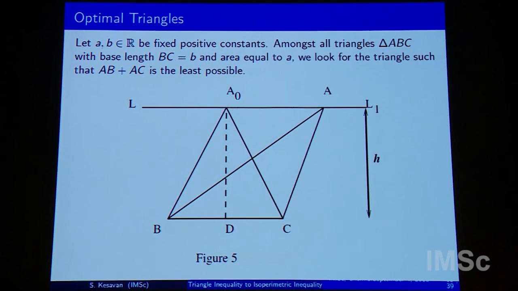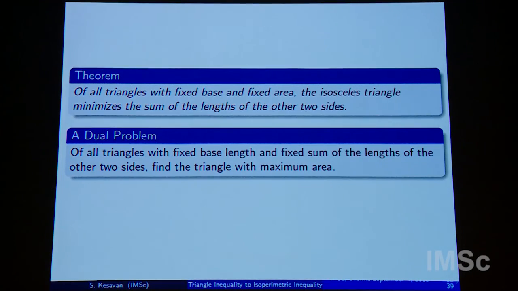what? Isosceles. Okay. So, we have proved the following theorem. Of all triangles with fixed base and fixed area, the isosceles triangle minimizes the sum of the lengths of the other two sides. Okay. So, these are the kind of shape optimization problems which these things throw up.